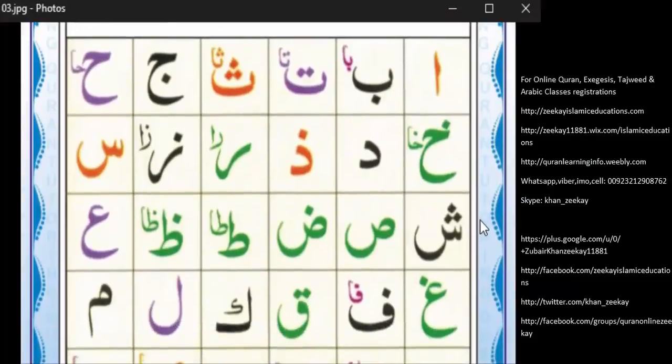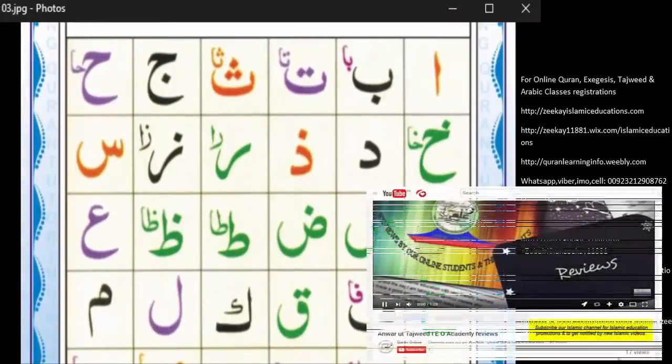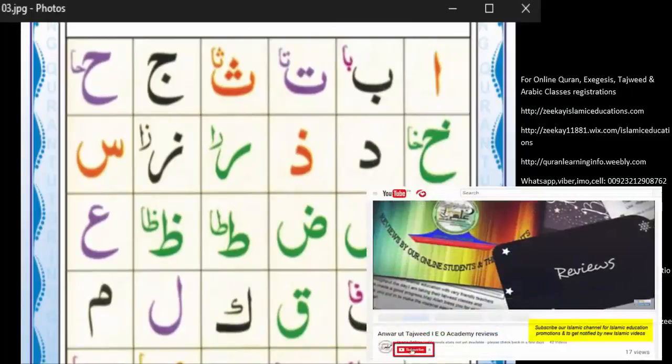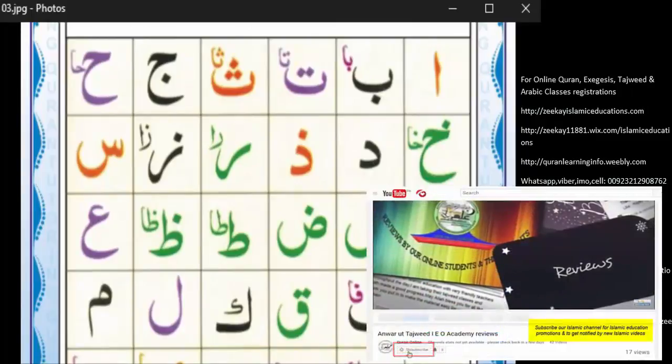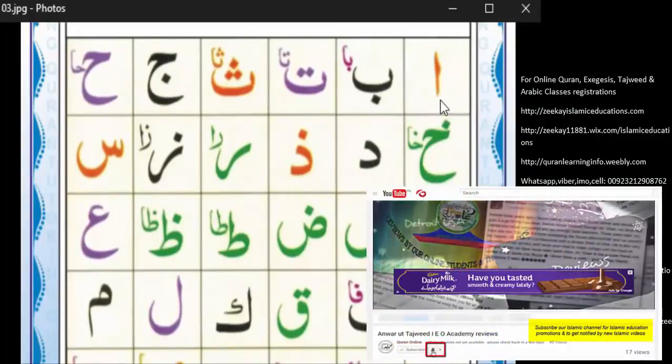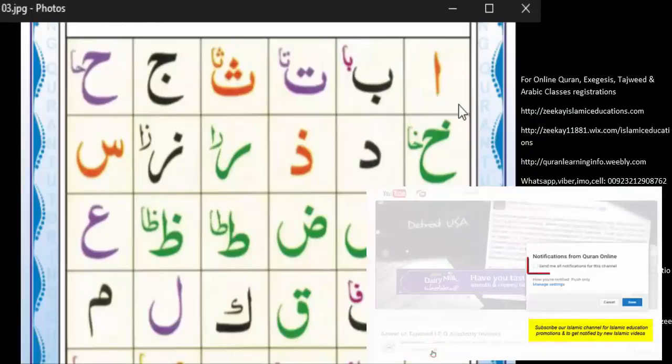Today is our second class of the first lesson in which we were learning about the origins of the Arabic letters. So the first letter was Alif. We will inshallah discuss this Alif in detail when we join this letter with some other Arabic letter.